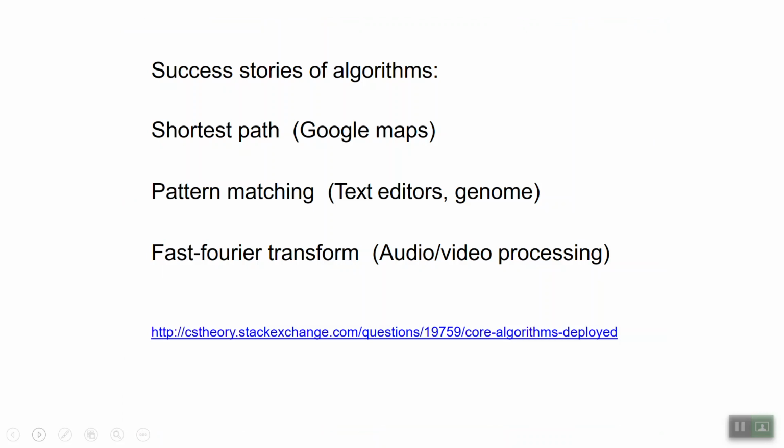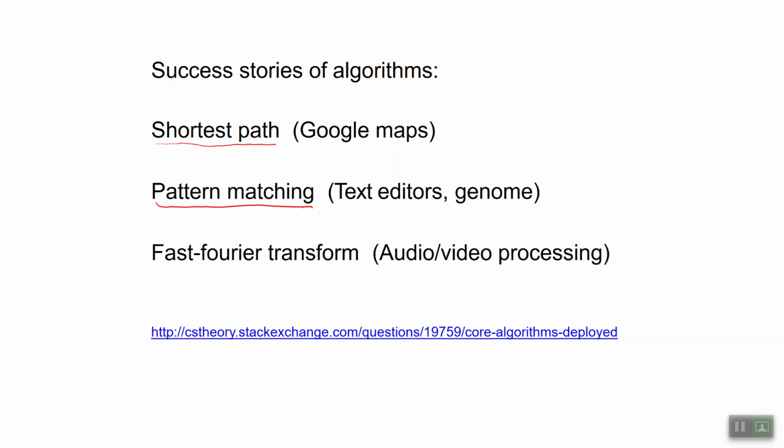There have been many success stories of algorithms. For example, shortest path. Every time you use Google Maps to find the shortest distance between 2 points, say in a city, you're using a clever algorithm which does not go through every possibility, but instead quickly determines the shortest path. Perhaps a less common example is that of pattern matching.